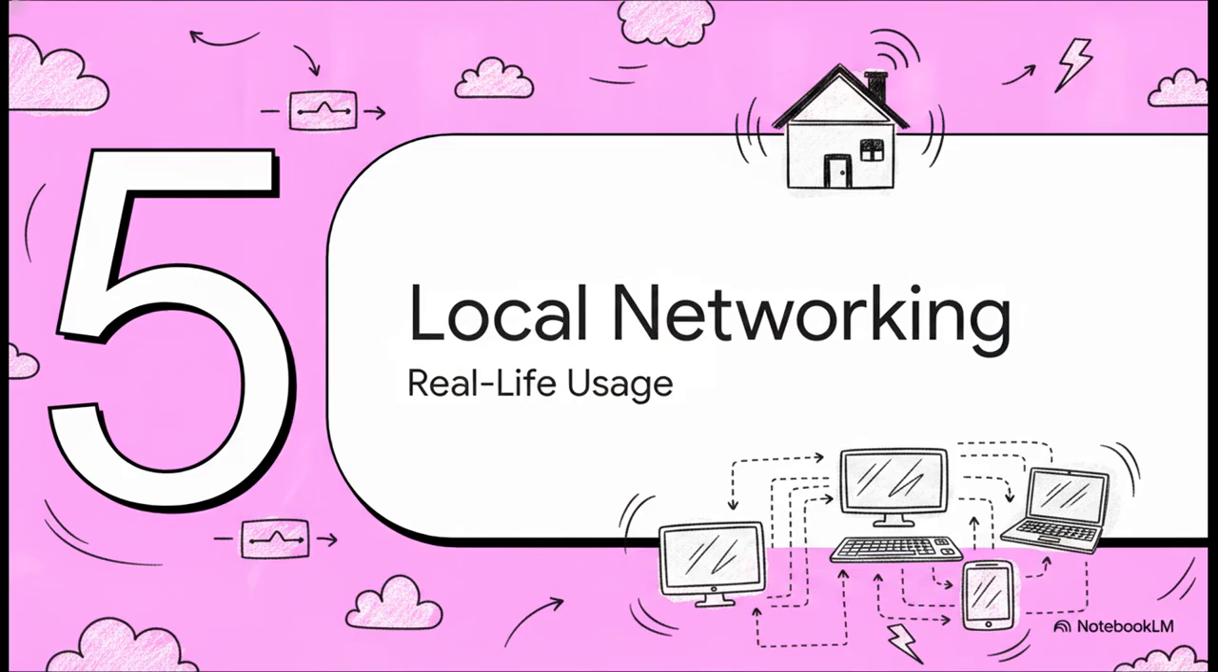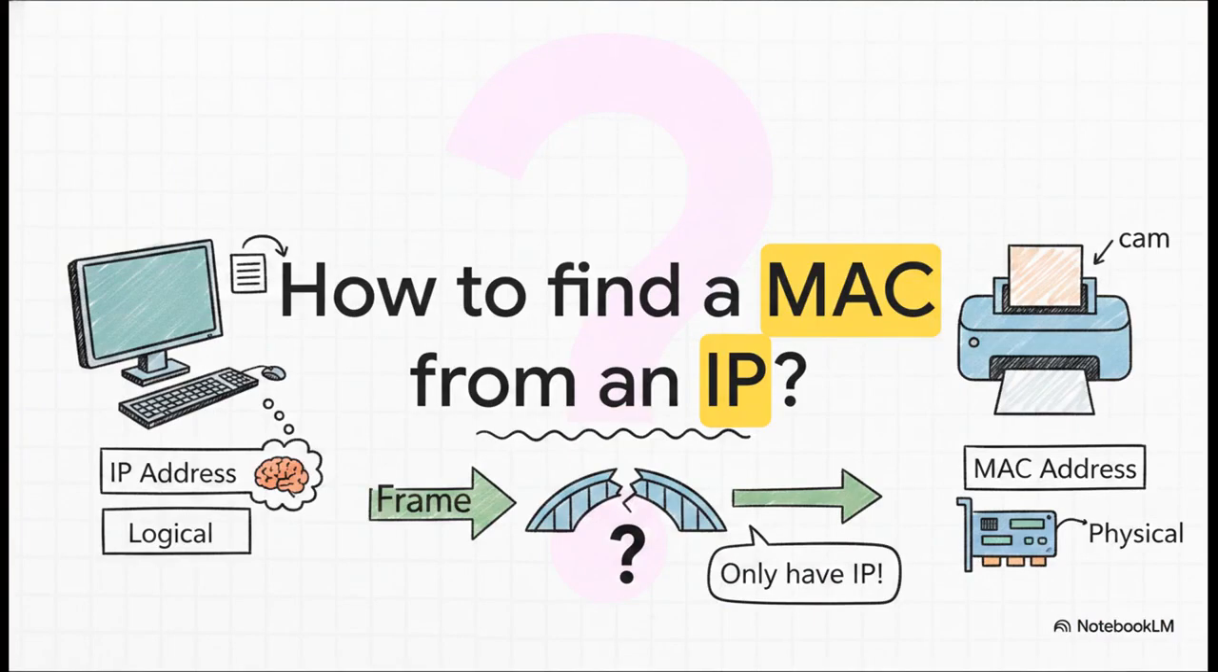Let's pull all this theory together in Section 5, Real-Life Local Networking. Picture this. You're at work and you hit print on a document. Your computer knows the printer's logical IP address. But remember our rule. To physically send the data across the office network, we have to build a frame, and a frame absolutely requires a physical MAC address. So here's the mystery. If we only have the IP address, how on earth do we get the MAC address to finish building the frame?